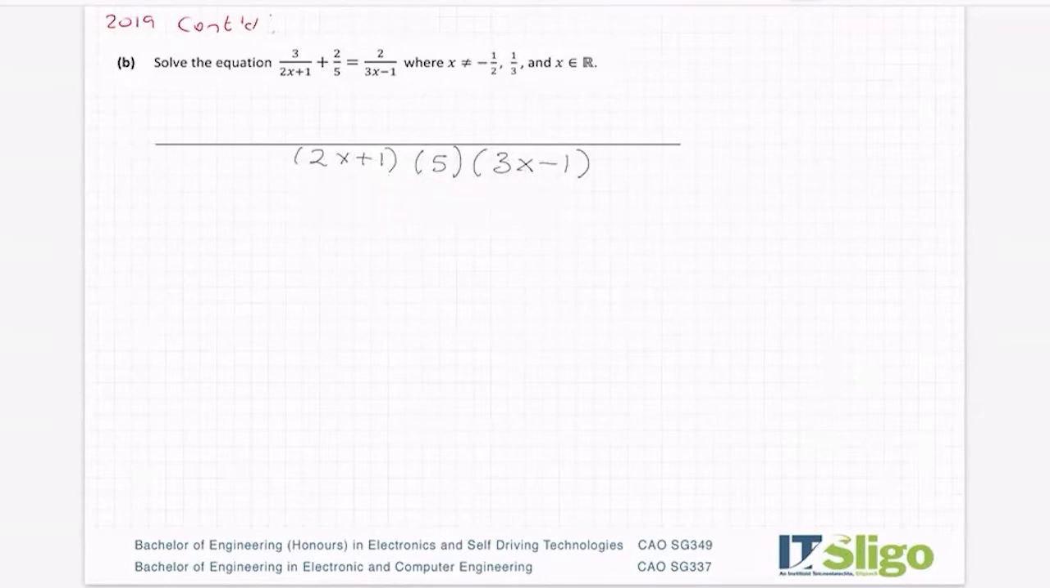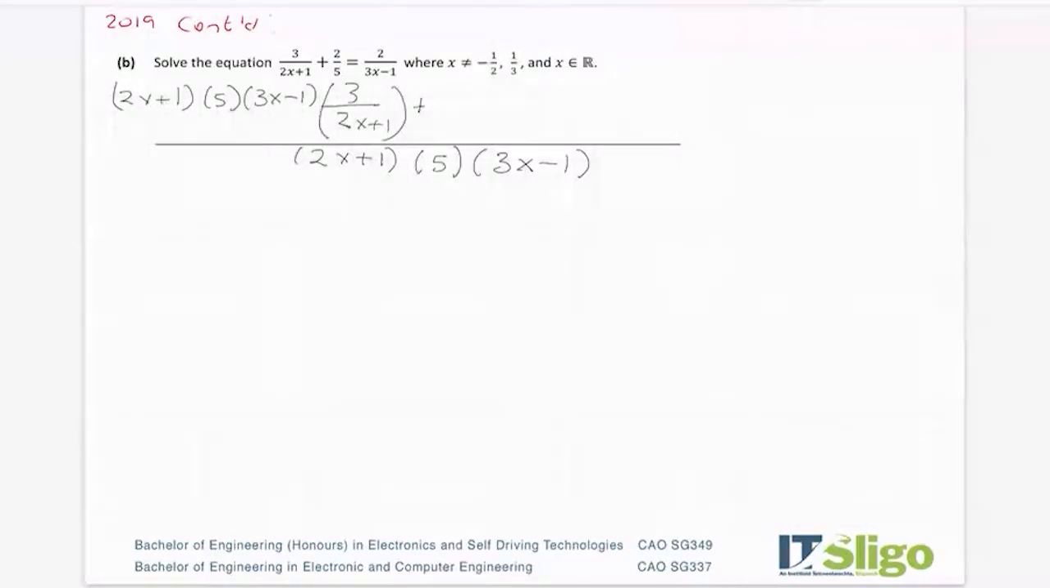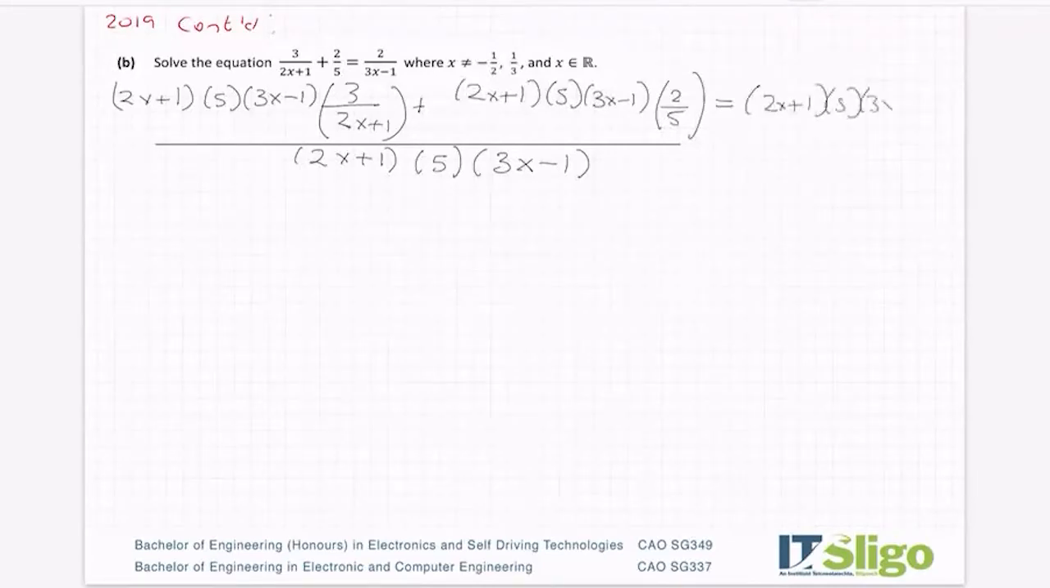And then what you do is you multiply each little piece by the common denominator. So this is, I suppose, a little bit longer way of doing it, but you get to see what's happening. Plus, and then I get the common denominator again, and I multiply it by the 2/5, and I put in my equals, and I go the common denominator again by 2/(3x − 1).